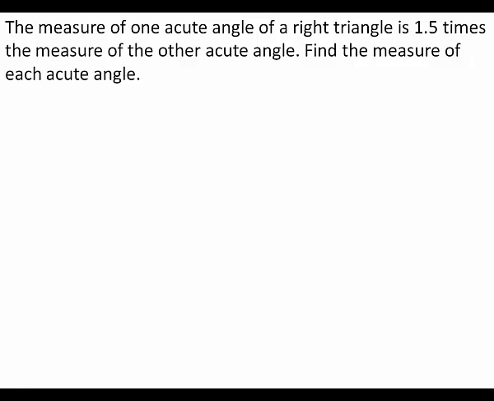The measure of one acute angle of a right triangle is 1 5/10 times the measure of the other acute angle. Find the measure of each acute angle. To begin this problem, first draw a diagram of the situation. You are told that the triangle is a right triangle.